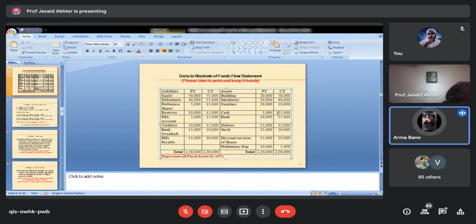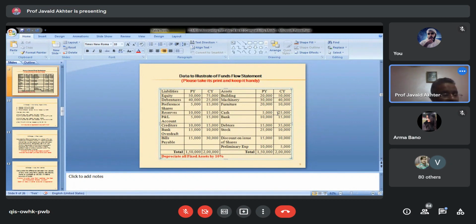So this is in case of cash flow statement, right? Yes. Okay, any other question? Anything else that you wish to know?